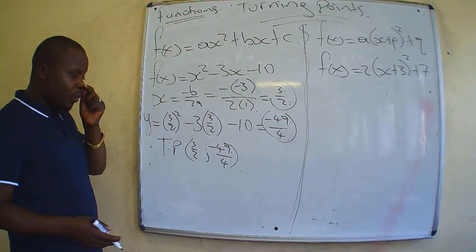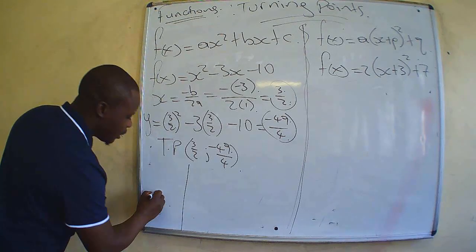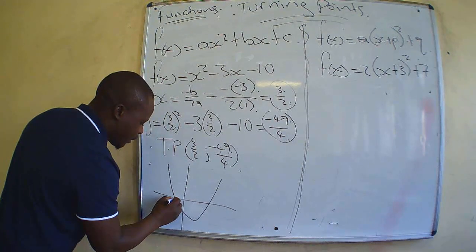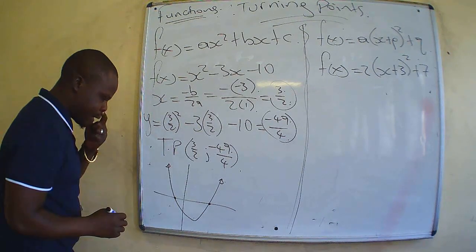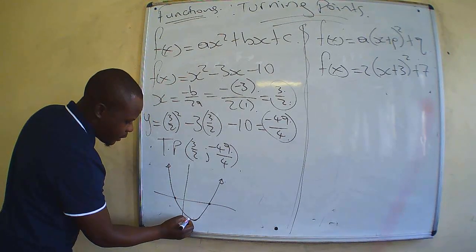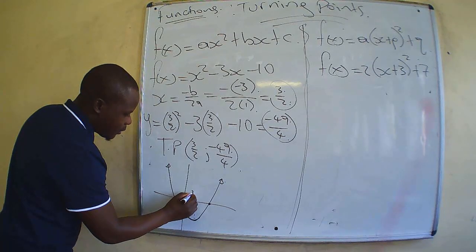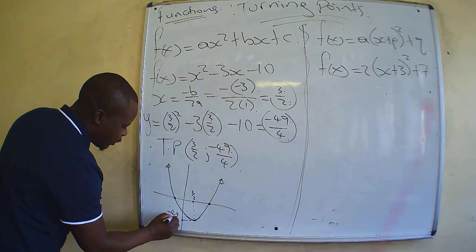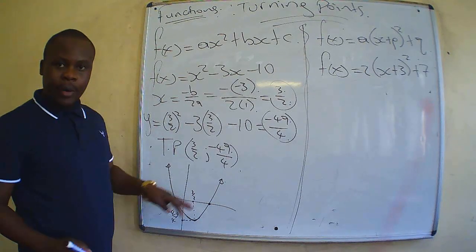When we want to put this on a sketch, we draw our sketch, and on our sketch we have our x-intercepts. The turning point in this case is this one here. Here is our turning point, x value 3 over 2. Here's our turning point, y value negative 49 over 4. So we have a turning point here.